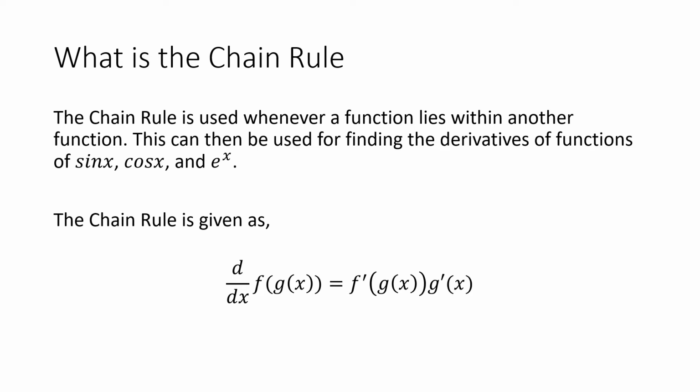Right below, you can see the formula for the chain rule, which is to be used in instances whenever there's one function inside of another function. So in this case, it would be g of x residing in the function of f of x.